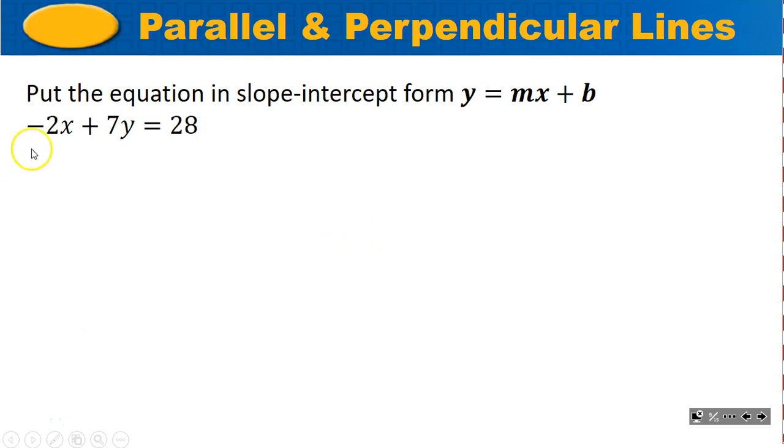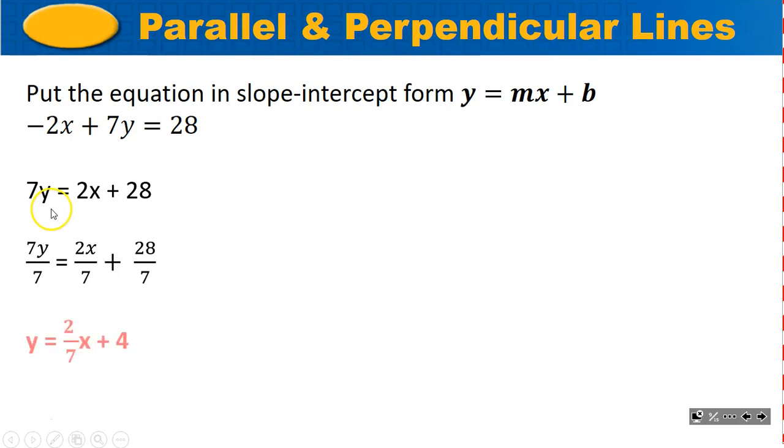So this time we're going to add the 2x to both sides. And we're going to divide by 7 because we got 7 left over here, so we've got to get y by itself. So here again, we've got y is equal to 2 over 7x plus 4.